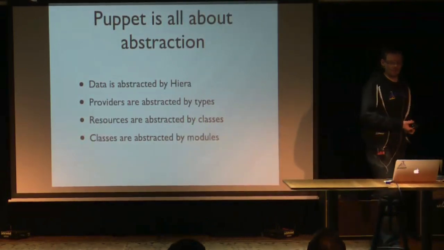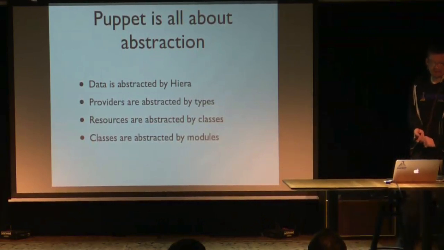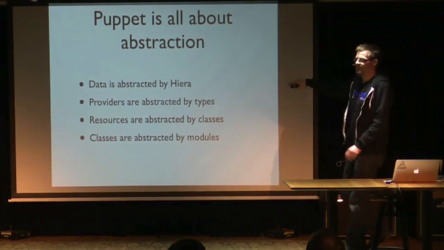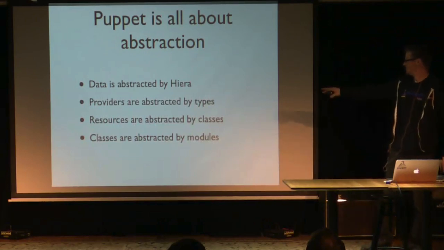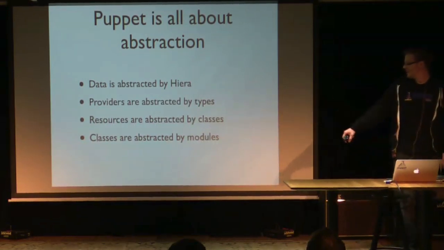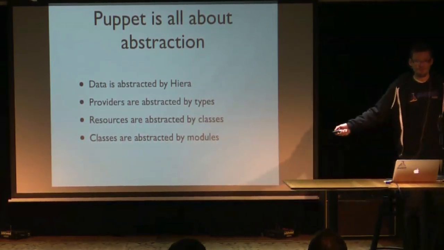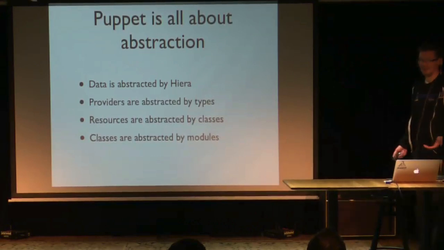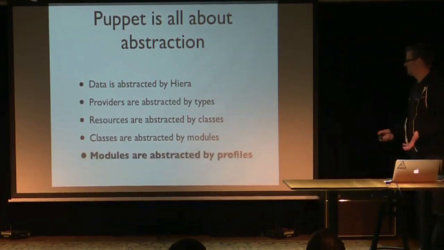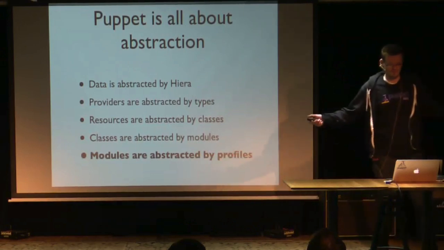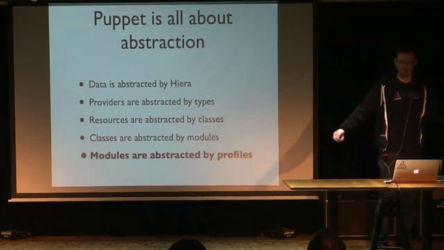We abstract data out of Puppet with Hiera. The whole types and providers thing is all about abstraction. Resources are abstracted by classes. And we even take those classes and we abstract them with modules. So what have we actually done here? We've just abstracted modules with profiles. So it's following on the same theme that Puppet does every day.